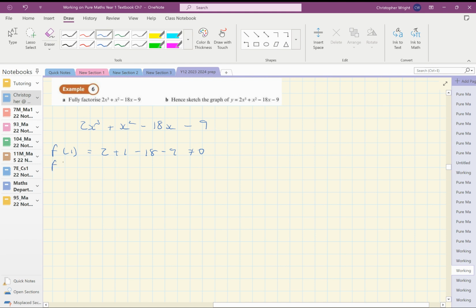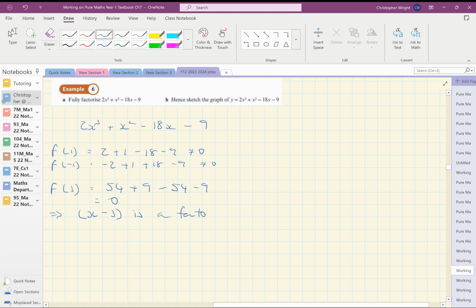Okay, let's try f of minus 1. Well, that would be, substituting into this expression here, minus 2 plus 1 plus 18 minus 9. That does not equal 0. Okay, let's try f of 3. Well, 3 cubed is 27. 2 27s are 54. 54 plus 9 minus 18 threes. 18 times 3, 18, 36, 54. So that's minus 54 minus 9. Look at that. f of 3 is 0, which implies that x minus 3 is a factor.